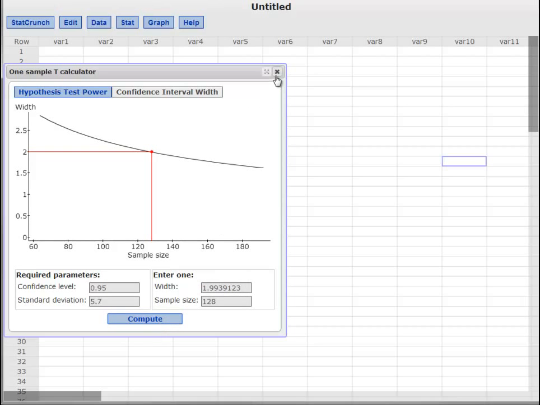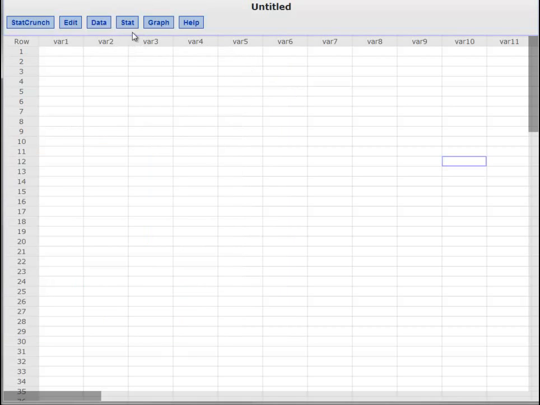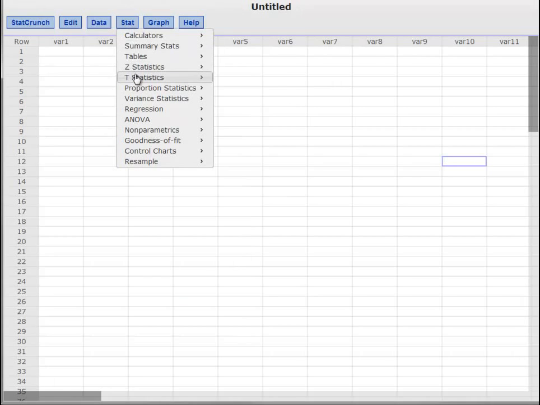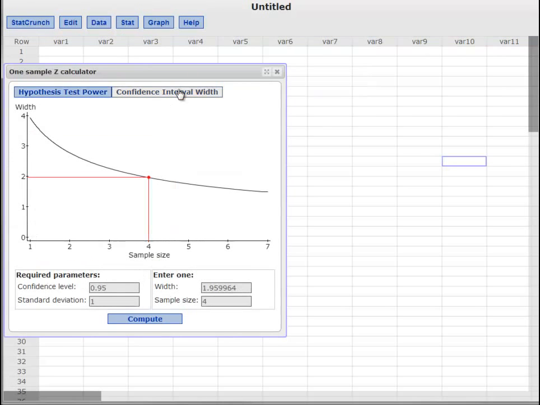Okay, that's for t's. What if we were doing means, right, but we knew the standard deviation of the population, and now we're dealing with z's, one sample, sample size, confidence interval. You're starting to understand, right? Same thing. Okay, so very easy to do sample sizes for all three: proportions, means, and variances if you use StatCrunch.